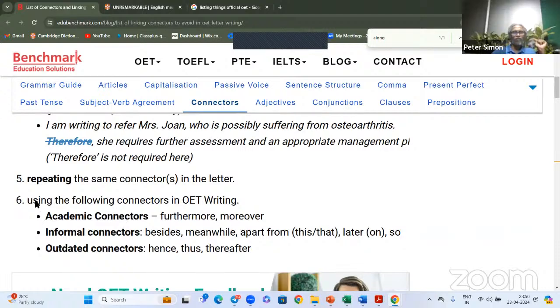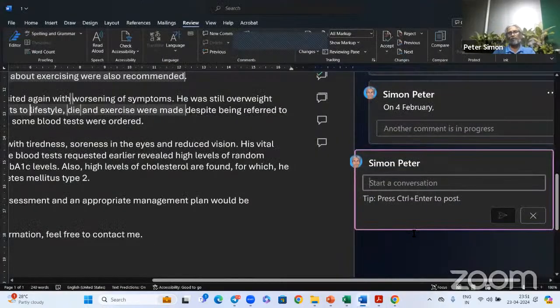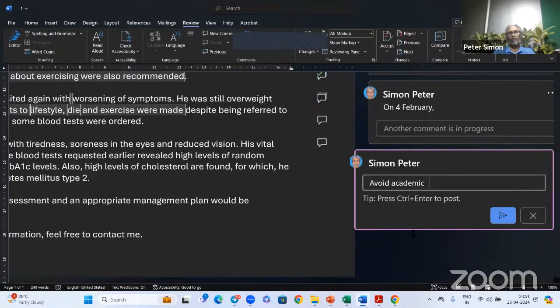So avoid using the following connectors in OET writing. Avoid these connectors: academic connectors, informal connectors, outdated connectors. Furthermore is an academic connector, so avoid it.